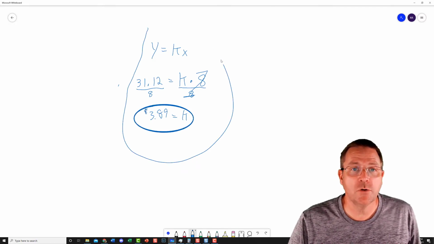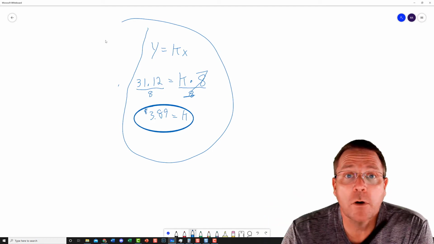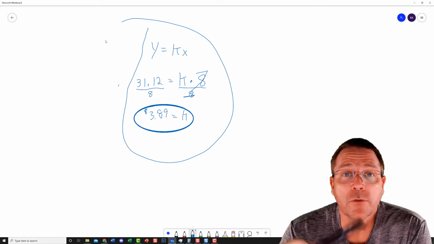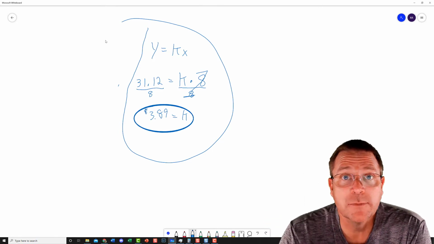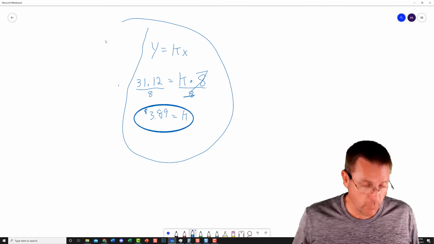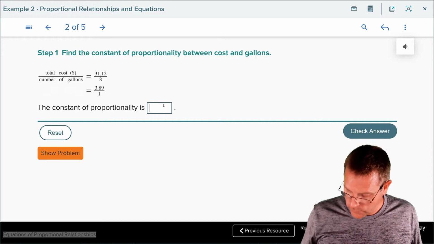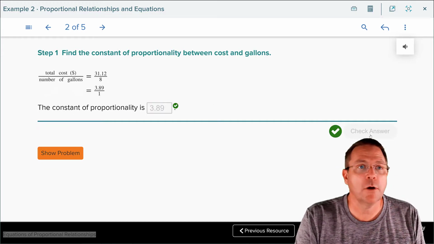This is showing your work. That is what I must see for these. It's time we start moving towards some big kid math. You can't just go, boom, there's the answer, and not have anything to connect it. This is what I expect to see. So, with that said, we're going to go back over here. The constant of proportionality will be 3.89, and we're going to check our answer.